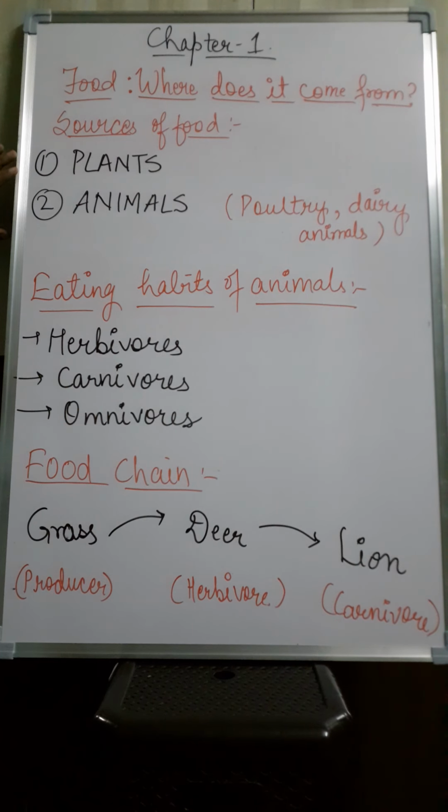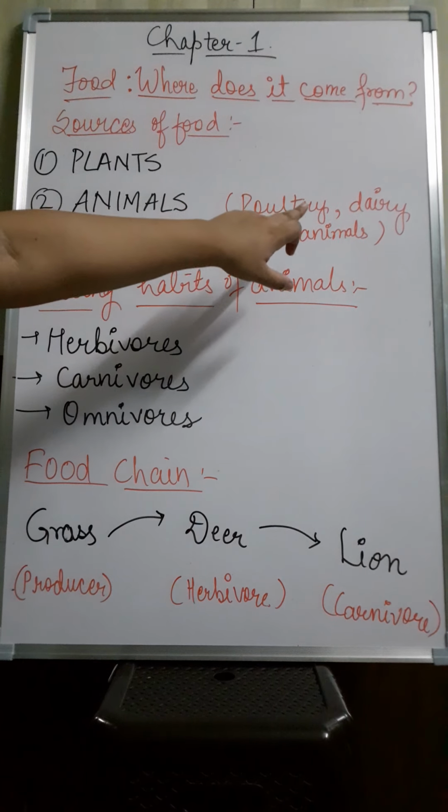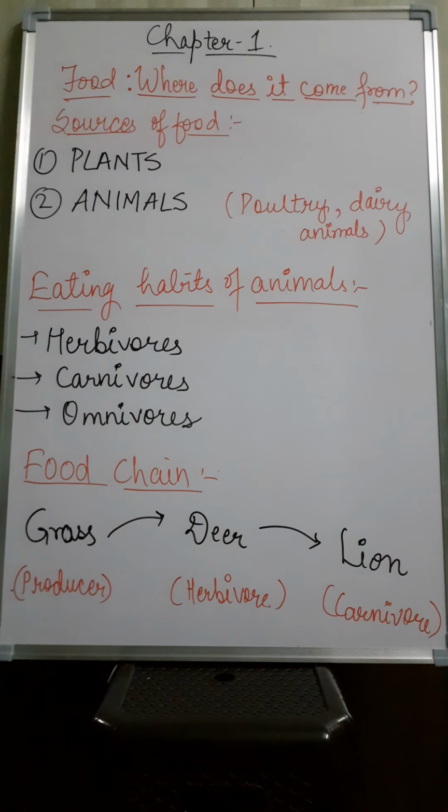Now in this there are spices and beverages. Spices and beverages are also equally important as a plant food, because they are also a very important part of our balanced diet. Now the next one is animals as a source of food. We get different animal products as food material. And in that there are two types of animals, that is poultry animals and the other one is dairy animals.